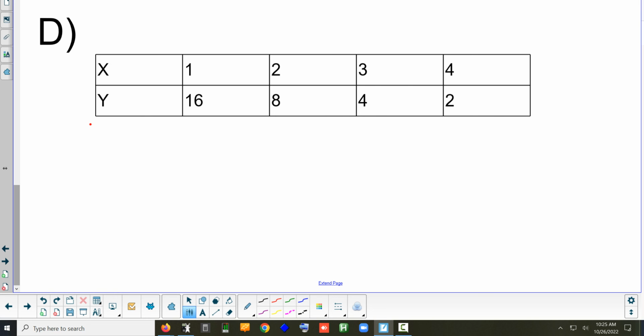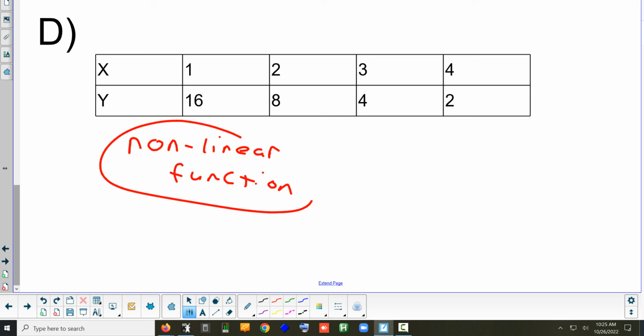This is non-linear. In fact, if you wanted to know what it looked like, it would look something like that. It's a curve down. You don't have to know that it's a curve down. The point here is it's non-linear. But it is still a function. There are no repeats in the x's. Okay, but it's non-linear.